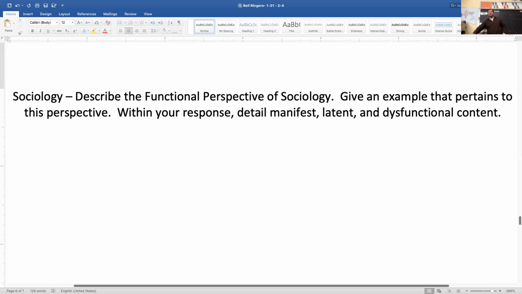All right, so what do we have here? The functional perspective of sociology. What do we got? Raven, go ahead. Functional perspective states that society should be thought of as whole. Yeah, good job.